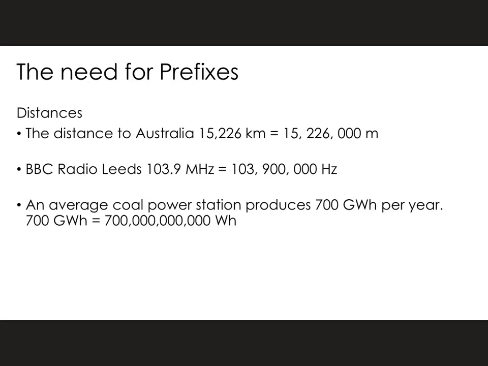In this video, we're going to look at prefixes. A prefix can be placed at the beginning of a unit to signify a certain order of magnitude. So you may know that you can put the word kilo in front of meters, for example, to get kilometers, and that will give you 1,000 meters.